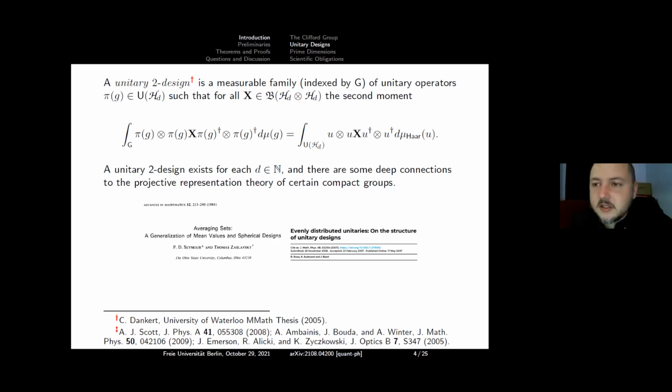Yes, exactly. And it's not just states, and it's not just operators. It's a general notion, right? So it's even more general than that in this paper. We have a measurable space. Yeah. Okay.